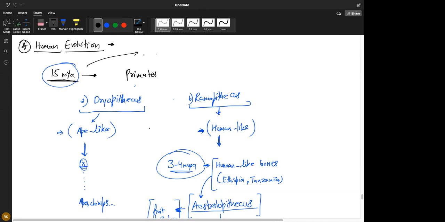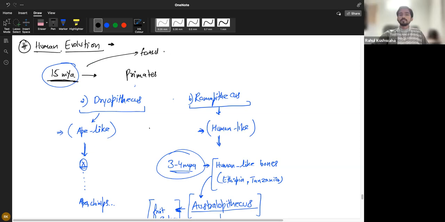The fossil. Yes. So there are fossil records which are as old as 15 million years ago. Most of the time they are not complete, like a skeleton from tip to toe, but fairly preserved fossil records with matching structures to current ape-like or human-like body parts. Through these fossil records, we know that around 15 million years ago, there were primates of two kinds. One lineage was Dryopithecus and the other lineage was Ramapithecus.